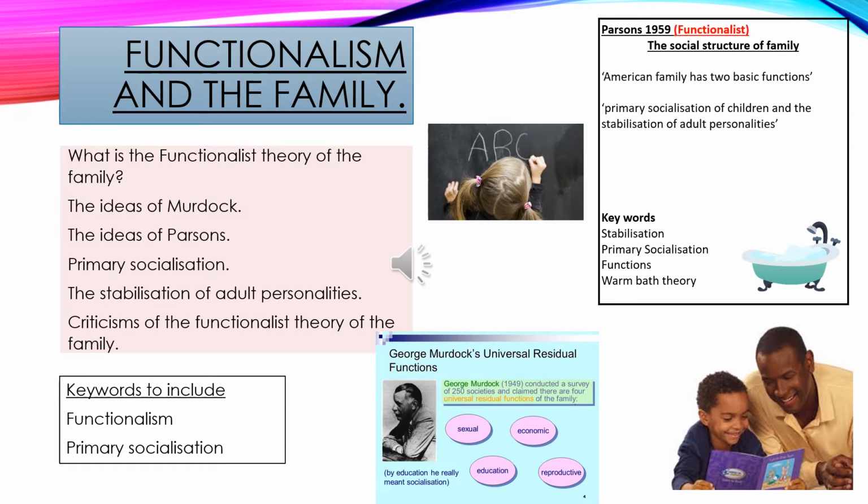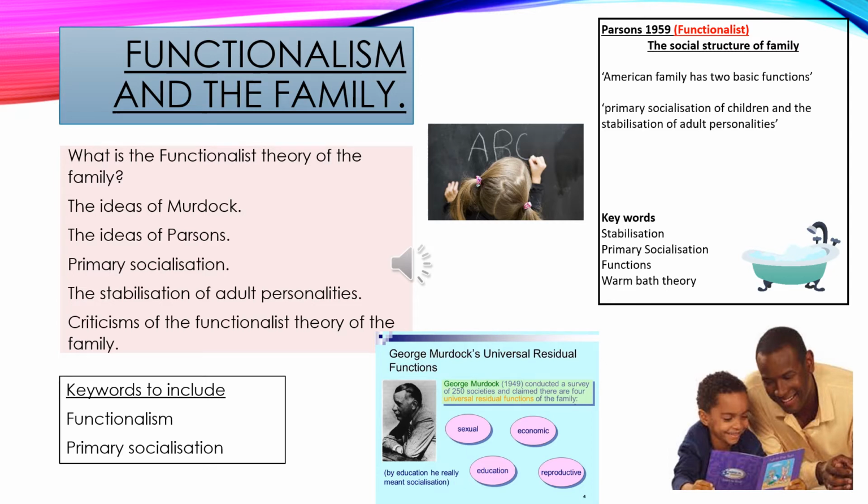When Parsons said that the American family has two basic functions, really he's talking about Western society as a whole. Primary socialisation of children and stabilising their adult personalities. Those are two of the functions of a family. Murdock saw it in four ways: sexual gratification, economic provision, providing money, educating, which is essentially primary socialisation, and reproductive, physically having children to carry on the family, to carry on society. Parsons also came up with the idea of the warm bath theory.